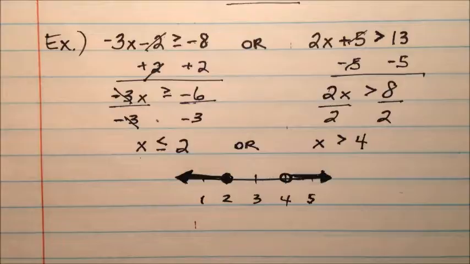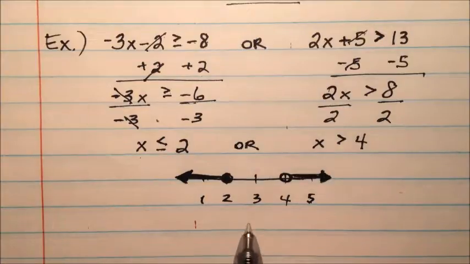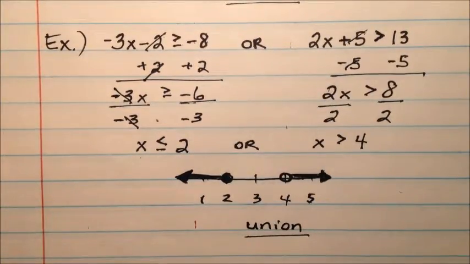Okay, now, as we saw in the previous example, this is going to be a union because you have this guy over here going to the left, this guy over here going to the right, but you needed to keep both of them in mind, so we're going to call this a union. And that's the second example.